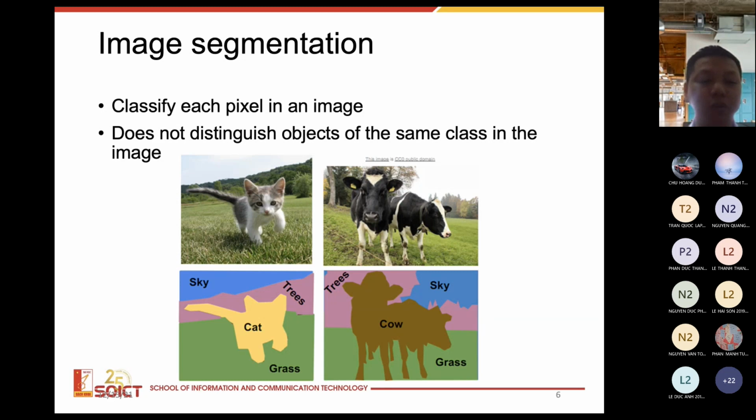So in this slide, to make things clear on the image segmentation problem: first, we classify each pixel into predefined classes in the image, and we do not distinguish objects of the same class. For example, here is the input image with 2 cats, and the output of the segmentation is just to classify the pixels as cat. So we don't distinguish the pixels belonging to the first cat or the second cat.